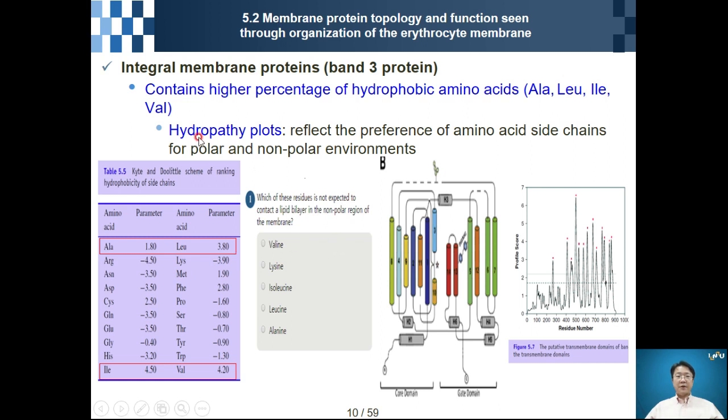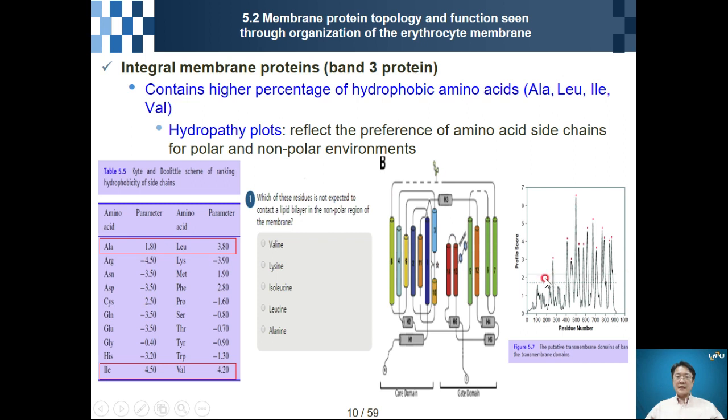Okay, so this is a hydropathy plot. It reflects the preference of amino acid side chains for polar and non-polar environments. If the side chain is hydrophobic, it prefers a non-polar environment. If the side chain is hydrophilic, it has a charge, so it prefers a polar environment. So this is the hydropathy plot.